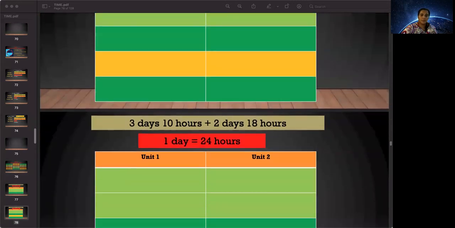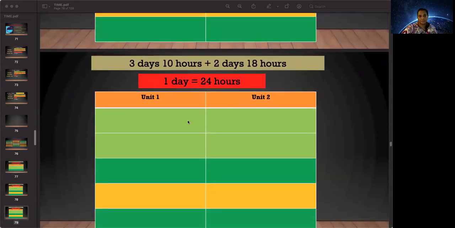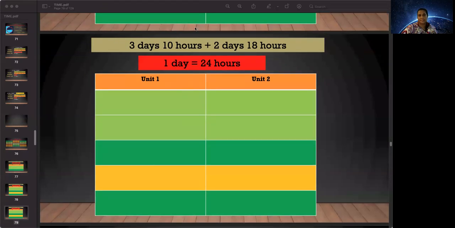Hold on. What if we have a question like this? 3 days, 10 hours plus 2 days, 18 hours. Okay, so let's do this. Our unit of conversion is between day and hours. So this is day and this is hours. Okay, so write your 3 days, 10 hours plus 2 days, 18 hours.